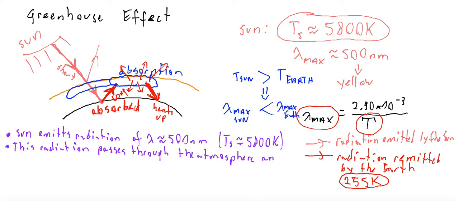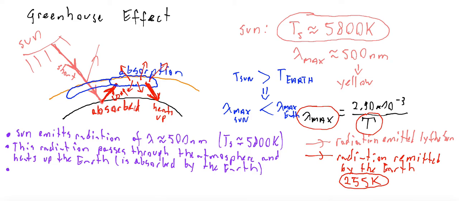And heats up the Earth. And again, part is reflected by the Earth, but we are interested only in the heating process, and heats up the Earth. You can write it is absorbed by the Earth. Next, Earth re-radiates this radiation.